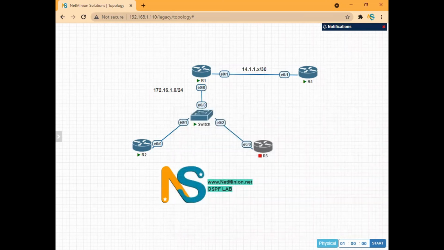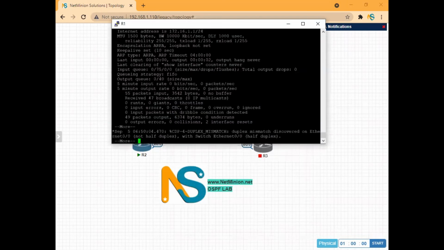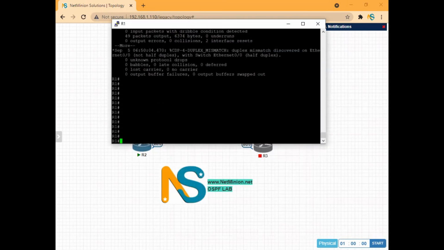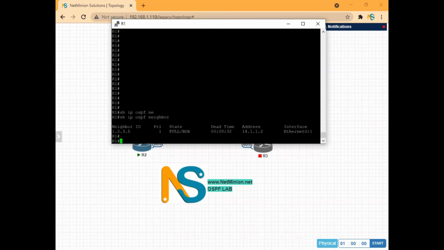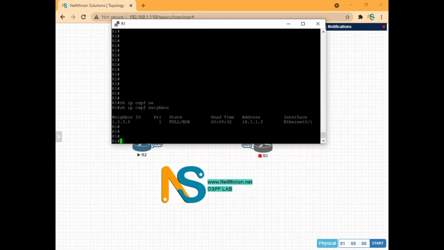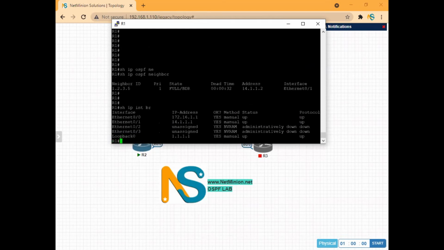Okay, that was throwing some duplex error. I tried to remove that. Now let us check. Show IP OSPF neighborship. Neighborship is not coming up with R2, but the reason should be something else. Let me check what the reason should be.